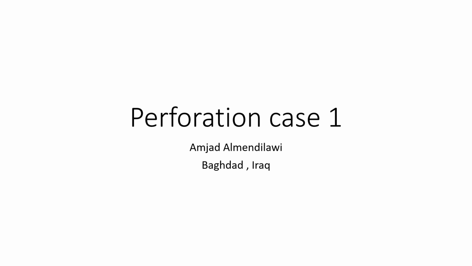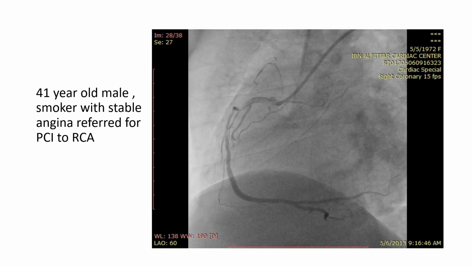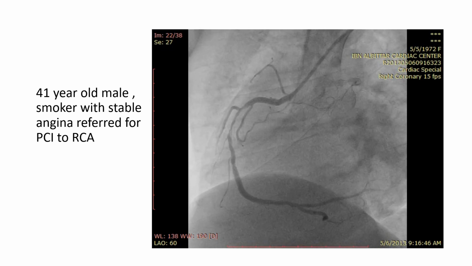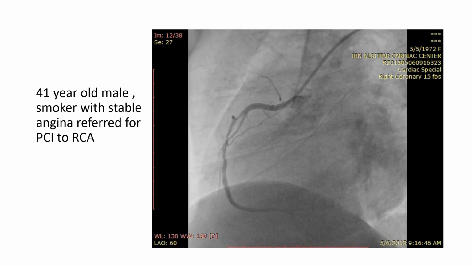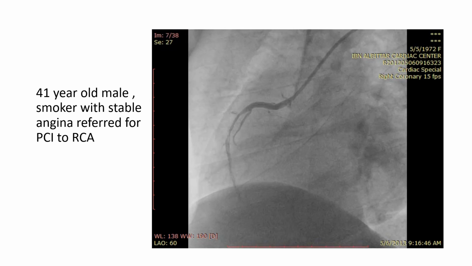Hello, this is Amjad al-Mendilawi from Baghdad, Iraq, presenting a case of coronary perforation during PCI. The case is a 51-year-old male smoker with stable angina referred for PCI to the right coronary artery.